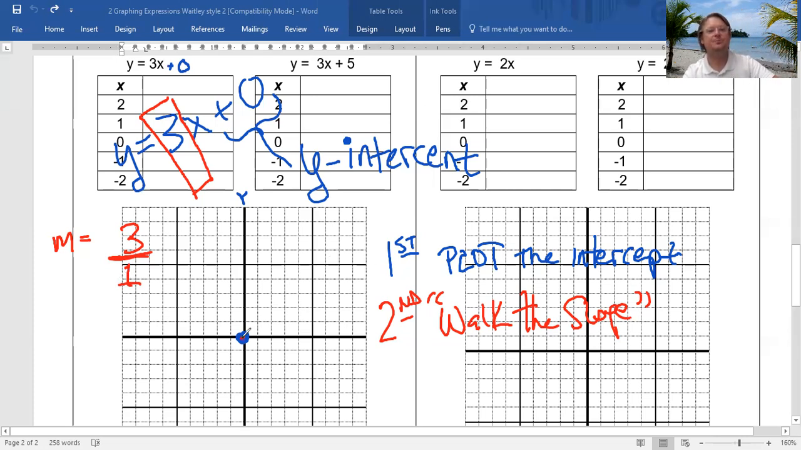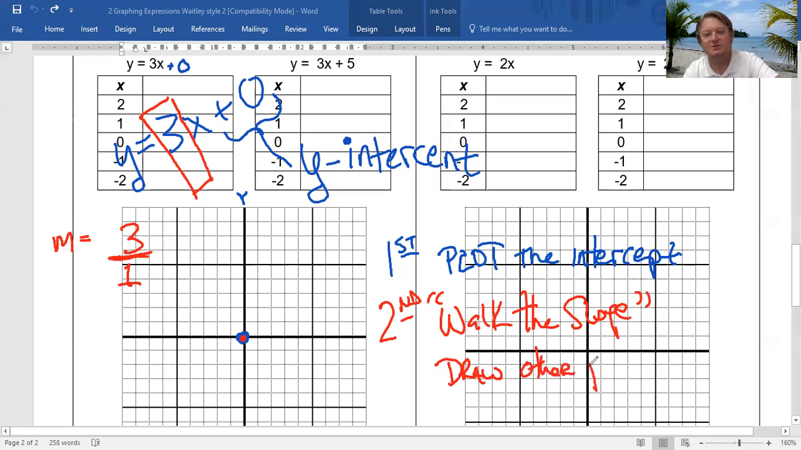So if this is a point on the line and that is the slope, I'm going to start here. I'm going to walk the slope of up 3 over 1, and then I'm going to draw or plant another point. I'll put draw.